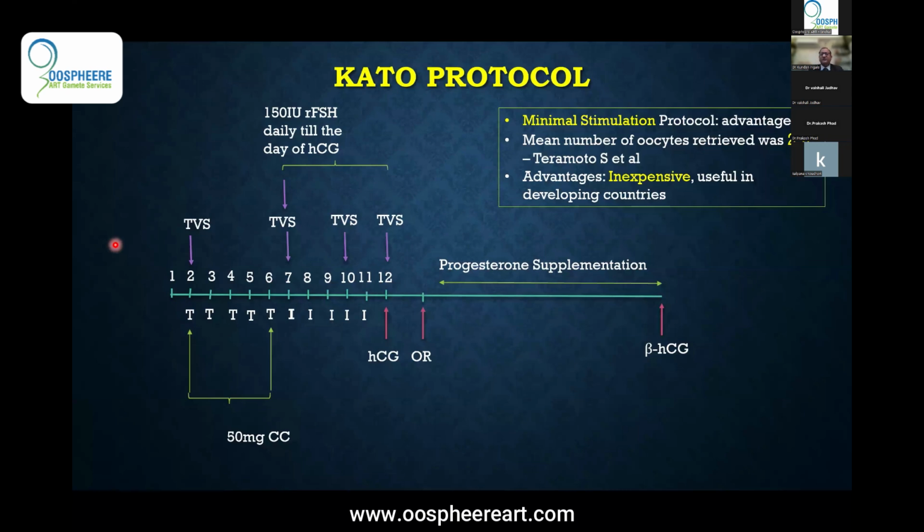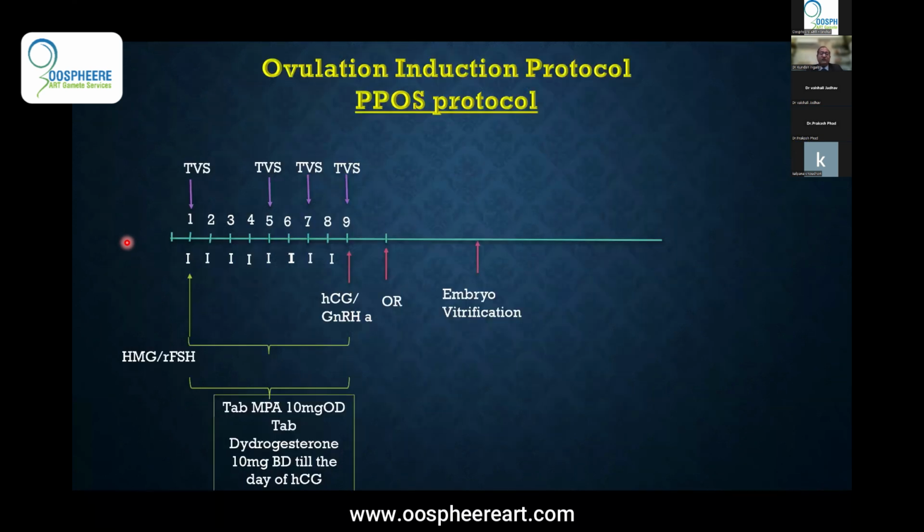As I said, the mean number of oocytes retrieved is usually 2 to 3 in these patients, and you can do a fresh transfer also because of the lower estrogen levels. But sometimes, because clomiphene citrate is used, it can induce an anti-estrogenic effect on the endometrium. So sometimes you just have to freeze the embryos. Now, this is a very important protocol, that is progesterone primed ovarian stimulation.